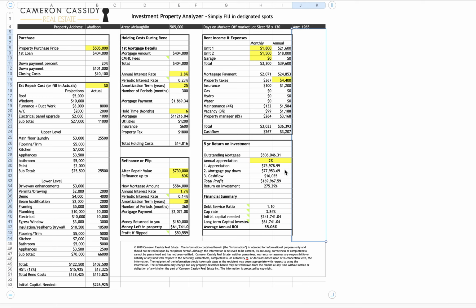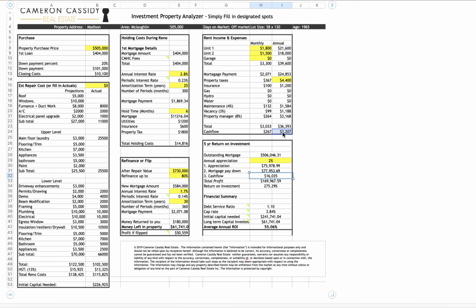I like to be conservative. I like to look at what it's going to be if I'm going to make money with no appreciation, but even inflation's around 2%. So that's a pretty safe bet right there. And you can see, you'd make $75,000 in appreciation from your after repair value, right? So this is kind of our new starting point. Our mortgage pay down is coming, we're going down. We're going to make $77,000.